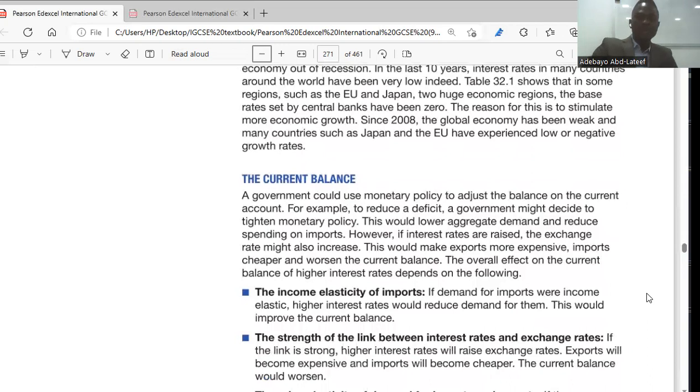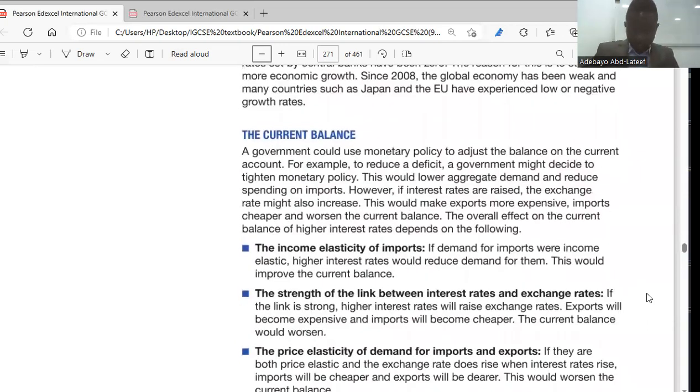The last point here is the current account. We're talking about the balance of payments. The government would use monetary policy to adjust the balance of the current account. To reduce the deficit, the government might decide to tighten monetary policy. This would lower aggregate demand and reduce spending on imports. So the balance of payments current account talks about the record of imports and exports. One thing to know: when imports exceed exports, it brings about a balance of payments current account deficit.